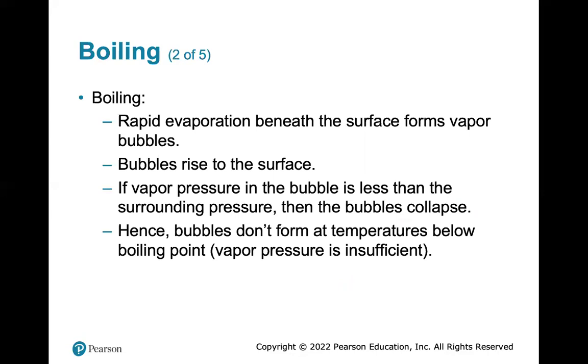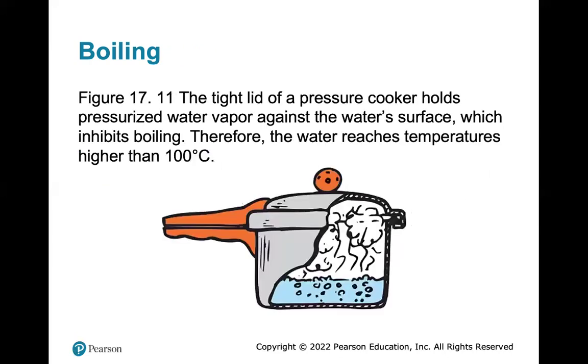Rapid evaporation beneath the surface forms vapor bubbles. Bubbles rise to the surface. However, if the vapor pressure in the bubble is less than the surrounding pressure, then the bubble collapses. Hence, bubbles don't form at temperatures below boiling point. The vapor pressure is insufficient.